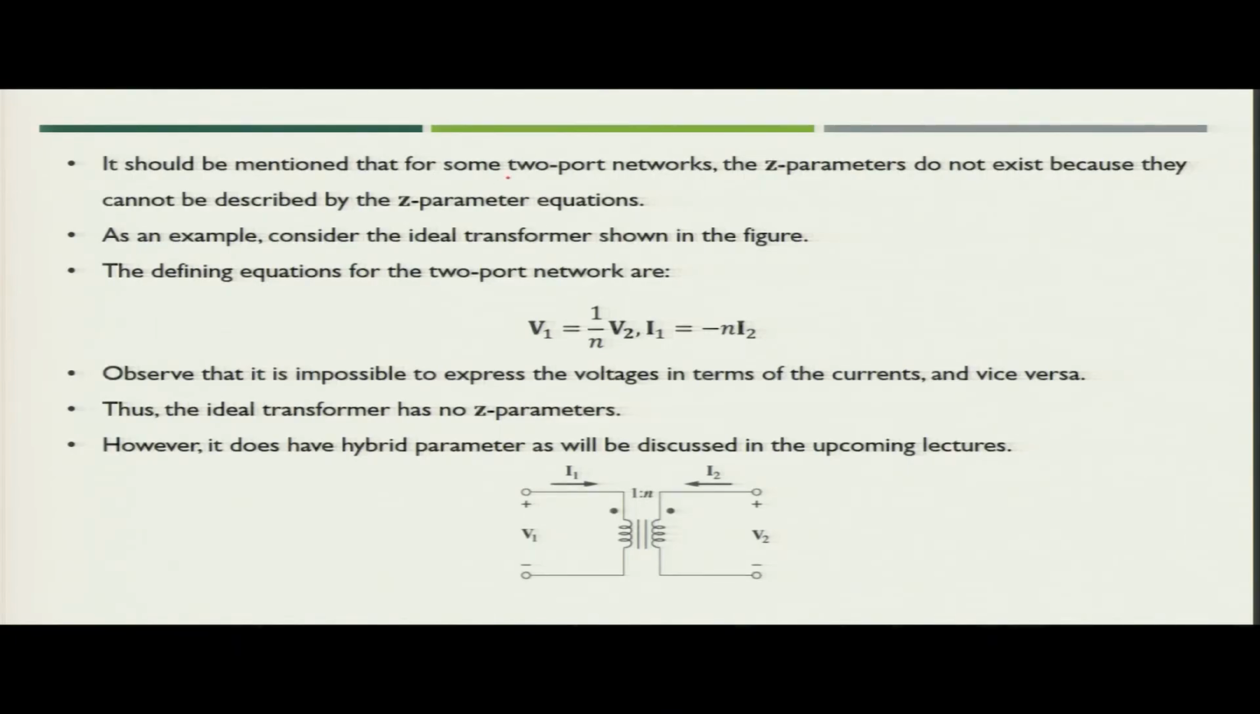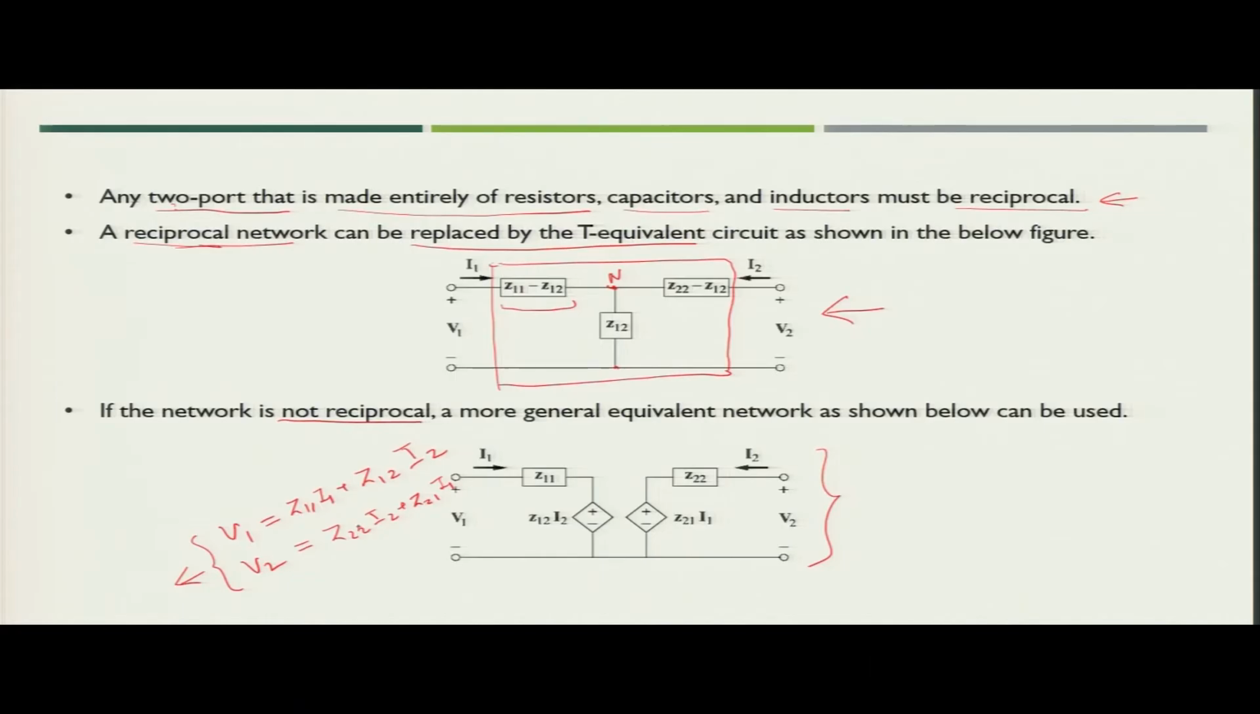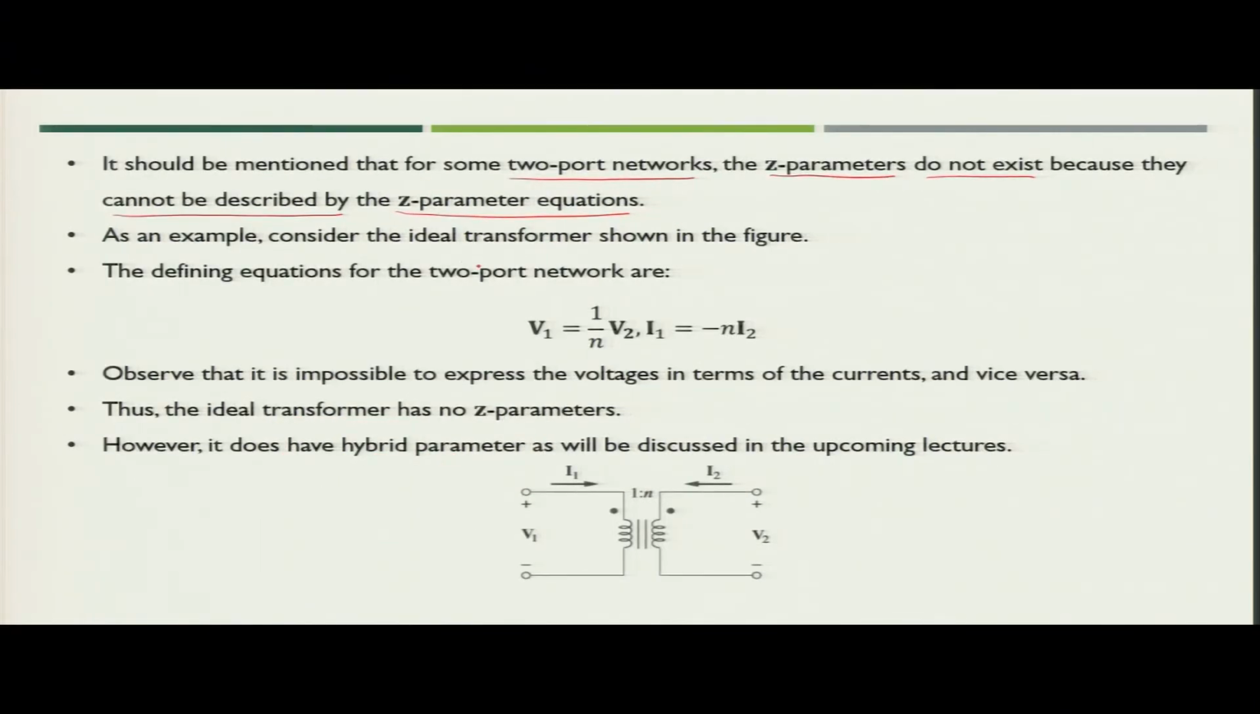Now, a few more things which we have to understand for two port networks. The Z parameters do not exist for some of the two port networks, because they cannot be described by the Z parameter equations which we saw. If you cannot represent the two port network with the help of these two Z parameter equations, it means that those networks cannot be represented in the form of Z parameters. Now, what can be the example?